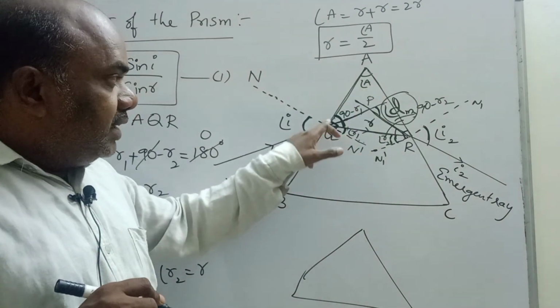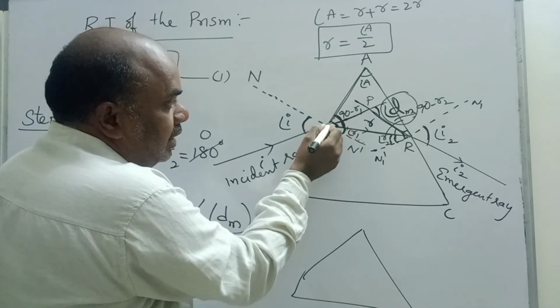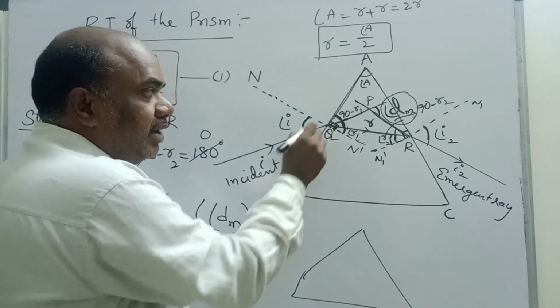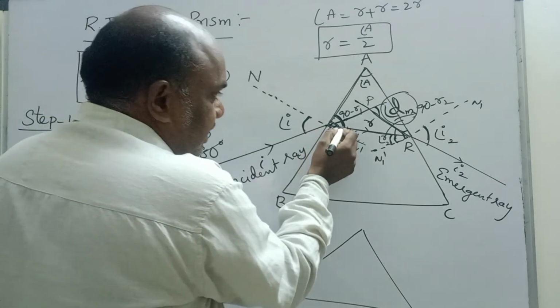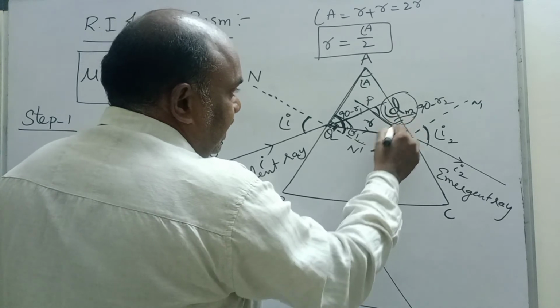Angle A. This one is 90 minus R1, only this one. Why? Because the normal is making 90 degrees. Normal means 90 degrees only. So extra R1 is there, and I want only up to here. So this is 90 minus R1, and this is 90 minus R2.